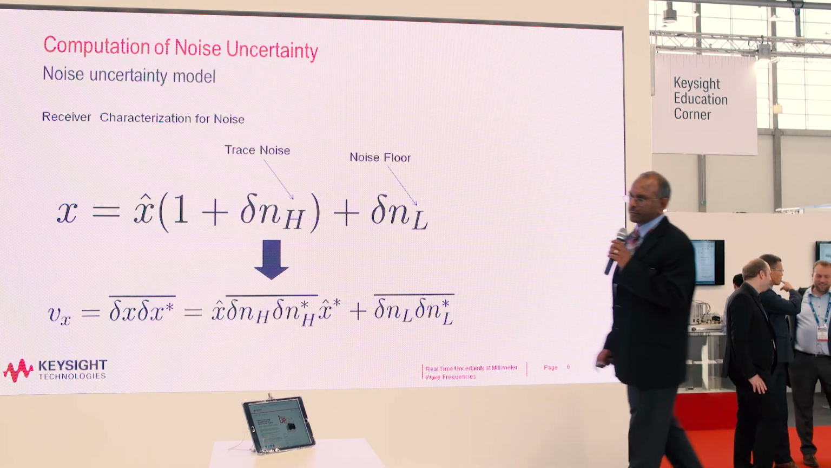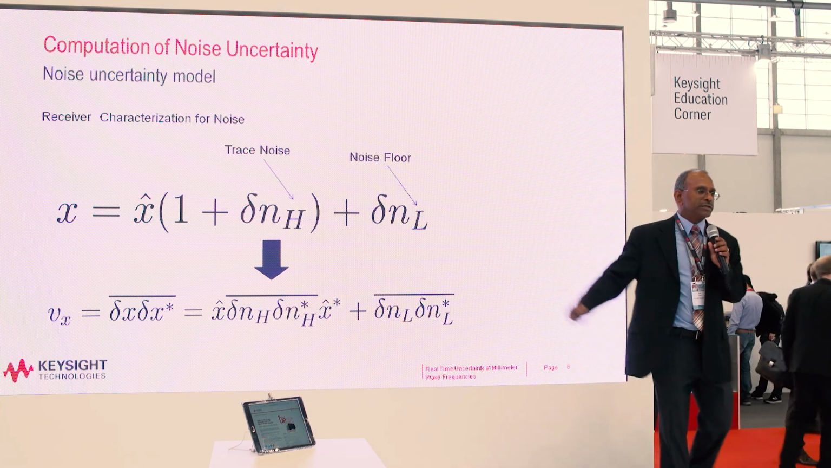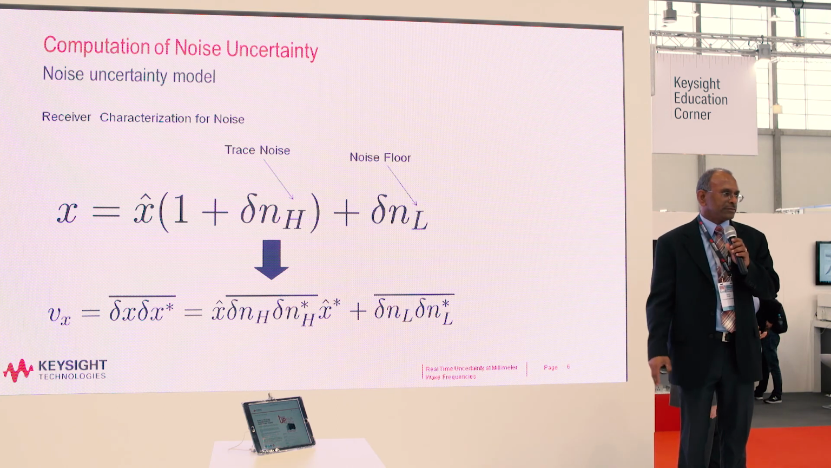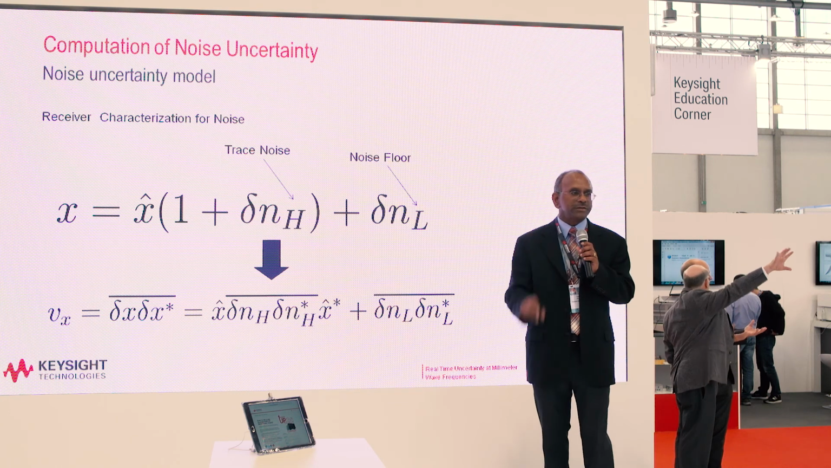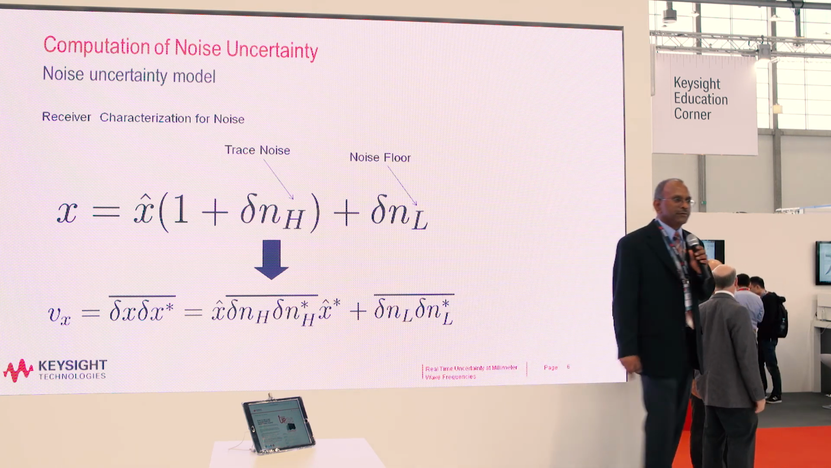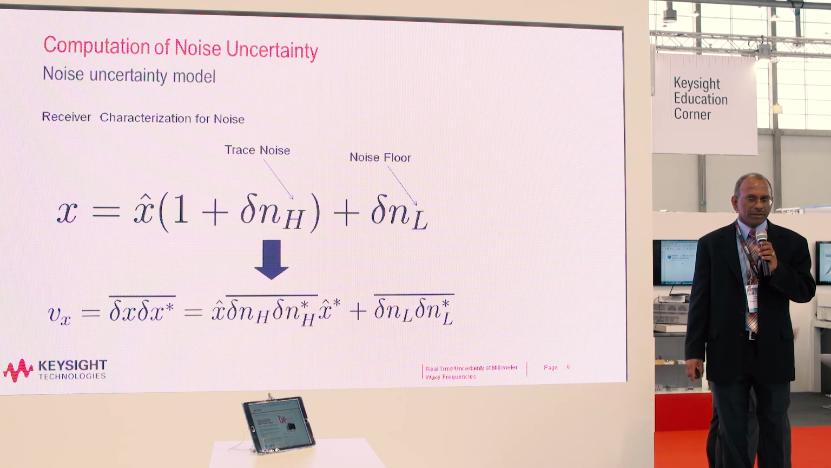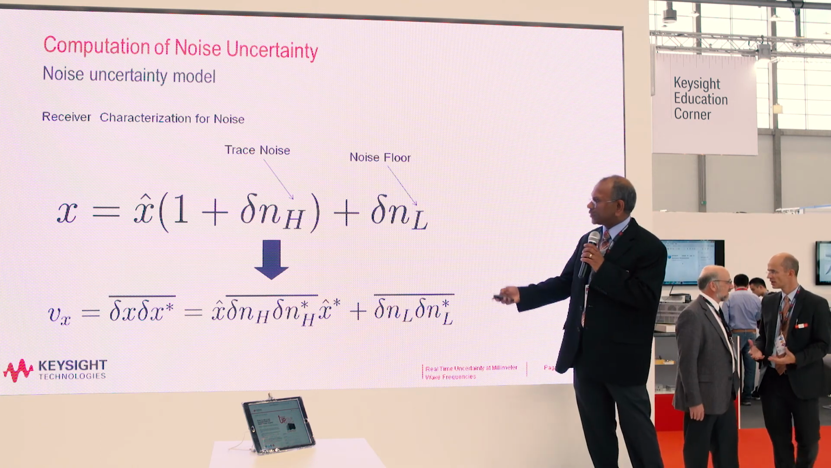So the noise can be represented either as trace noise during the measurement, and that equation represents that, or the noise floor. If you can characterize the trace noise and noise floor of your measurement system, you then can derive the uncertainty of that measurement for the noise, okay? And that's a high-level set of equations. I could go deeper, but that's showing your uncertainty for your noise.